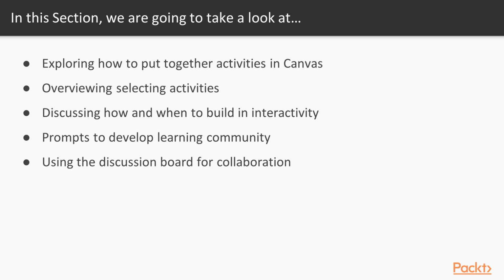So, we're going to learn a lot in this section. I hope you're happy about that. I am. So, we're going to talk about putting together activities in Canvas. We will overview selecting activities. We will address the questions, which are best, how many, what level, and we will talk about building in interactivity, how and when to build in an interactivity.